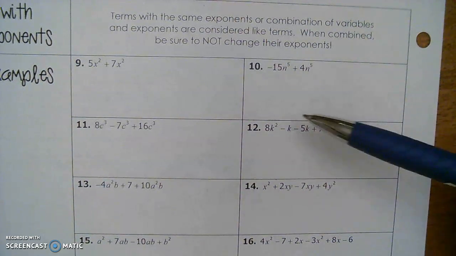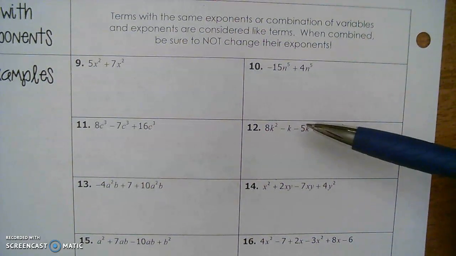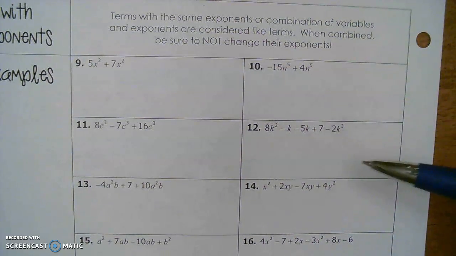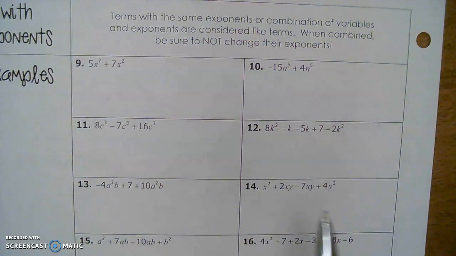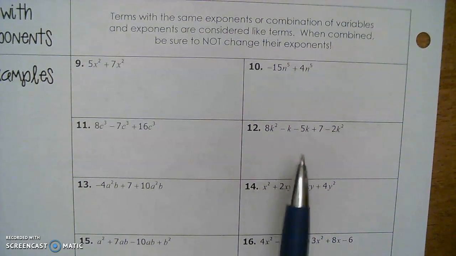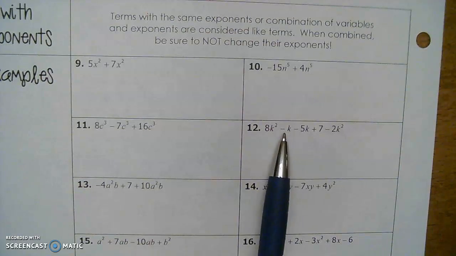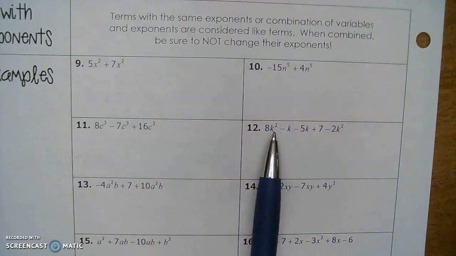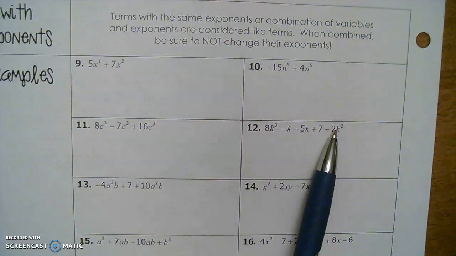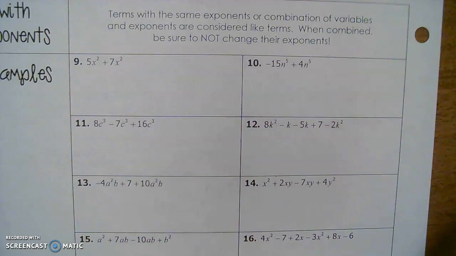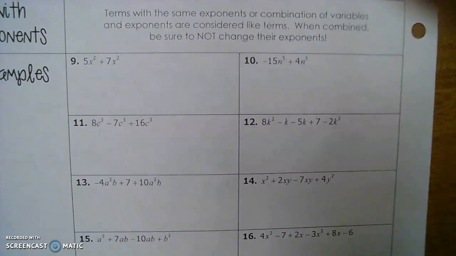These expressions are going to contain exponents, so to find your like terms, you have to have the same variable with the same exponent. So if you just glance down here at number 12, for instance, this is k squared, but this is only k. So these two are not considered like terms. Only the k squared and the k squared are, and then the k and the k. So not only do the variables have to match, but the exponents do as well.